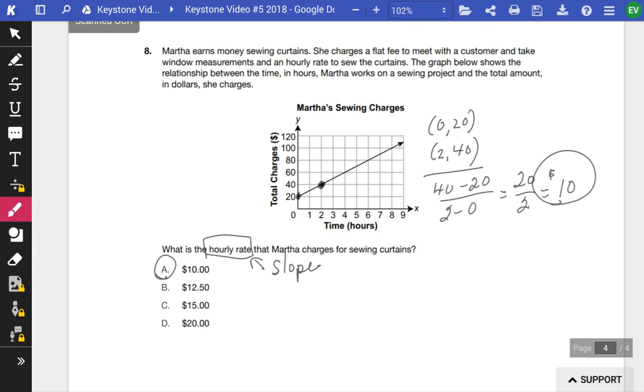I hope that gave you something to think about, and I hope you really study slope, because there's usually a bunch of function and slope questions on the Keystones. Remember to come back and review this video at any time.